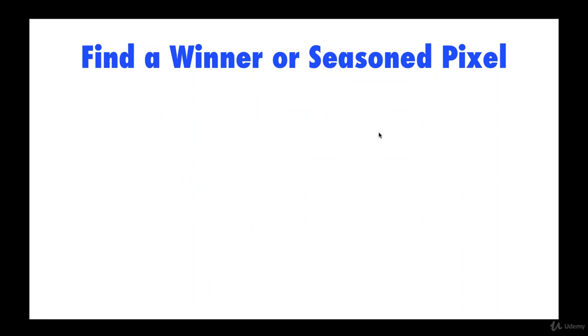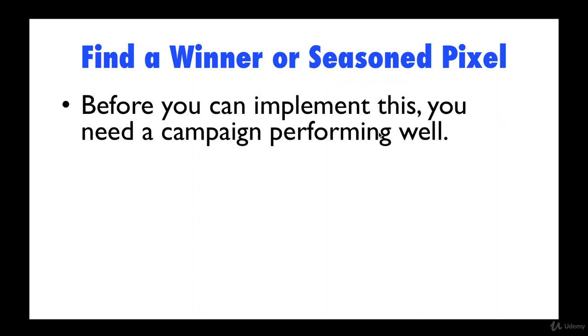What I do is I wait until I have a winner or a seasoned pixel. When I say a winner or a seasoned pixel, I mean a winning campaign that's doing well, or a pixel that's seasoned, meaning I've had campaigns do well in the past, meaning my pixel has data on buyers and add to carts and stuff like that. Because remember, every time somebody adds to cart or views content or buys, that data is on your Facebook pixel. So your pixel gets smarter over time.